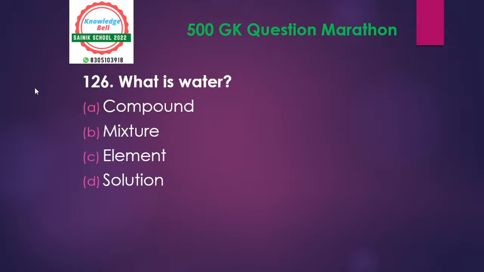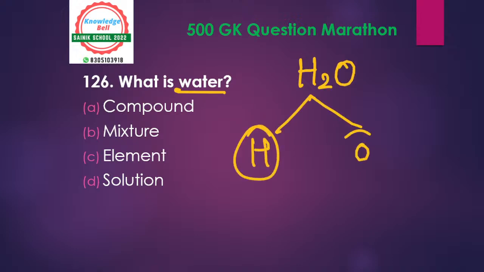What will be the correct answer? Good, Mehul. Water kya hai? Water is a compound. What is water? Water is a compound that is made up of two elements, hydrogen and oxygen. Hydrogen and oxygen से मिलके क्या बना?